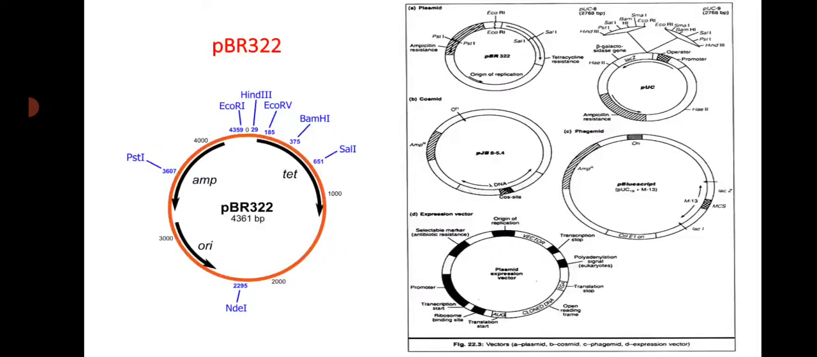So this is the plasmid pBR322. pBR322 means plasmid of Bolivar and Rodriguez, and 322 is the number. BR are the initials of the scientists who developed this. So pBR322: p in small letter, BR in capital letters, and 322 is a number.